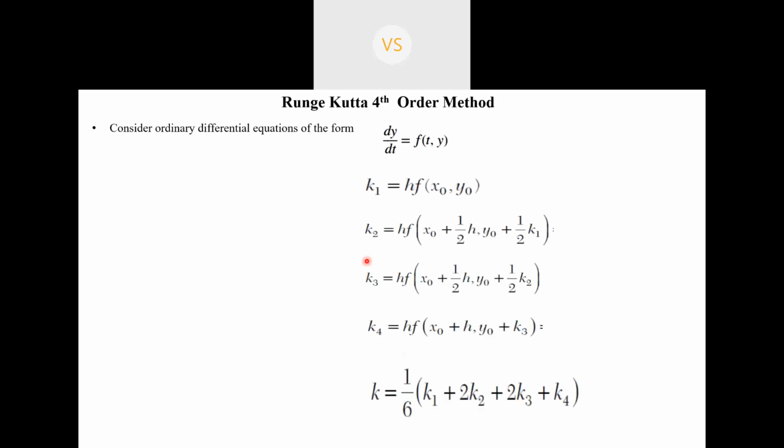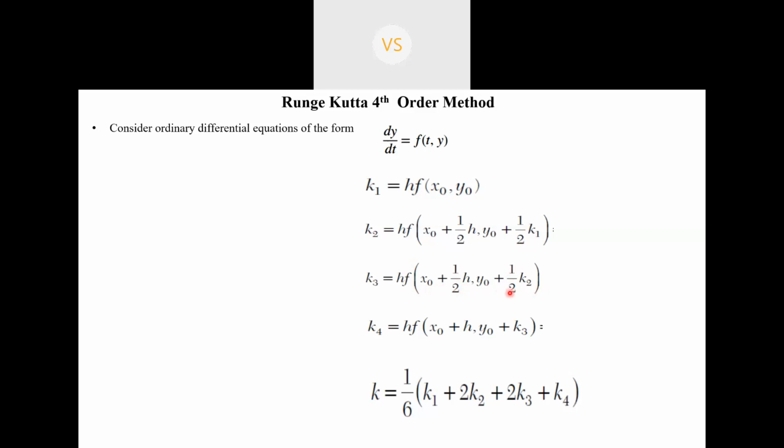You can see over here, this is the fourth order method. The function is given to you. In this you have to find the values of k1, k2, k3 and k4. So k1 will be just h into f of x0, y0. k2 will be h into f, where instead of x you take x0 plus half h, and for y you consider y0 plus half k1. Then you find the value of k3, which is equal to h f of x0 plus half h, comma y0 plus half k2.